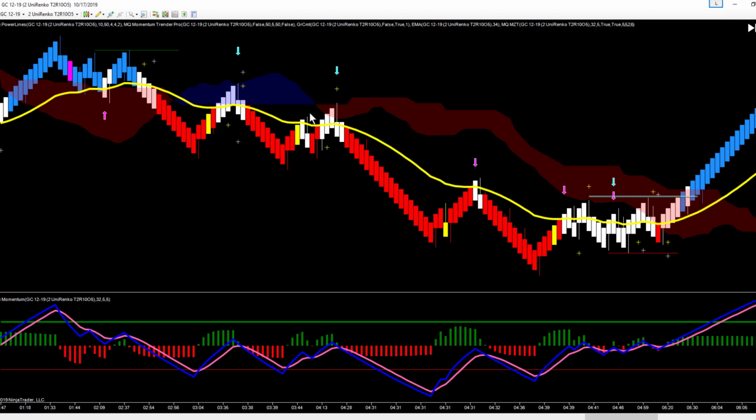We got a pullback here to the 34 EMA. Wicks off the 34 are one of our setups. However, we passed on this one. We didn't have much time for a reset, and as you can see, the slow line was still moving up. We don't want to take a trade to the short side when momentum is building. So we passed on this wick off the 34, and it's a good thing.